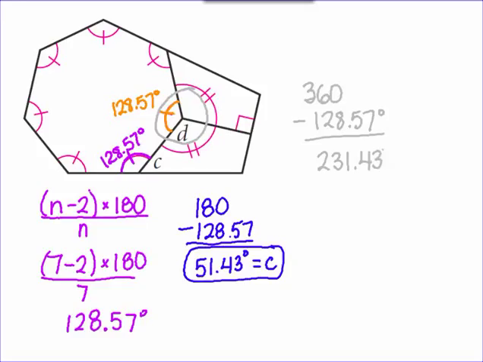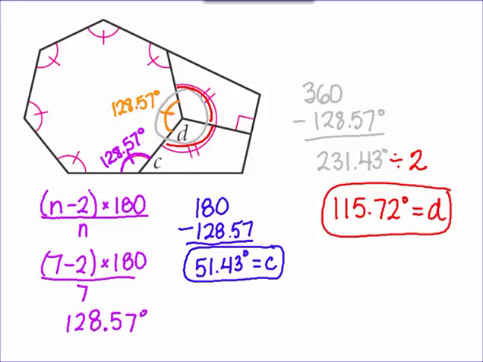231.43 degrees. Now I have that many degrees to split between this angle here and this angle here, but what do you know? They're the same because they're marked congruent. So all I need to do is divide that by 2, and that will give me the measure of angle D, which is 115.72 degrees. So that's what you're going to have to do today. You're just going to have to break it down. If you need to trace the figure, you can do that as well. You're just going to have to go through things step by step.